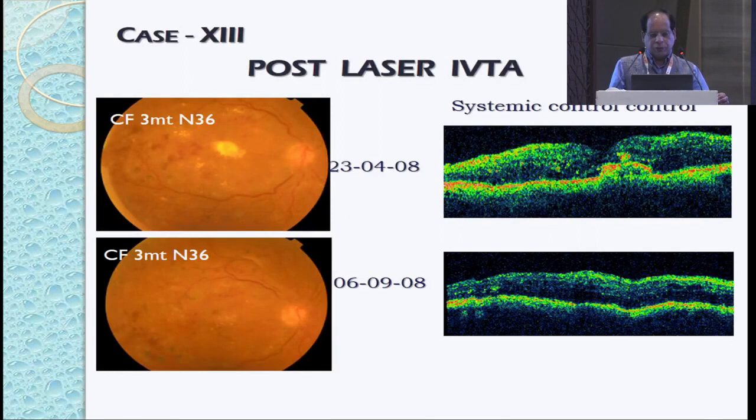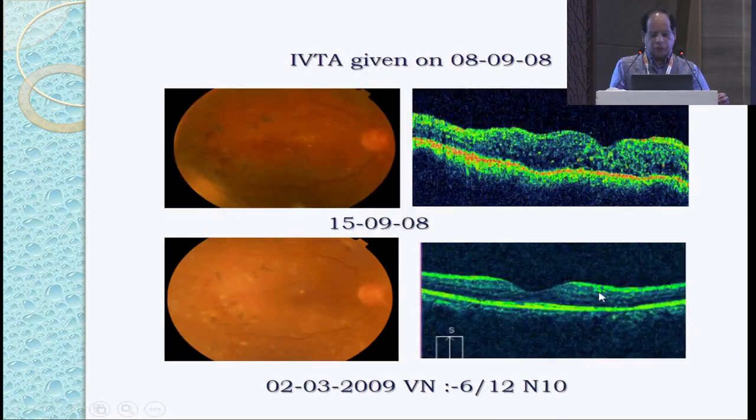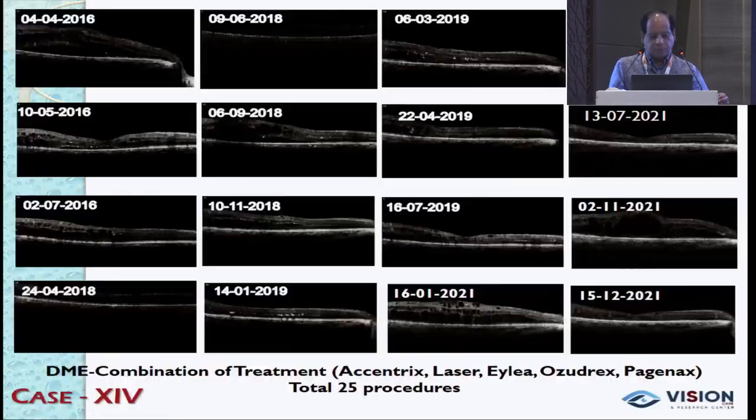This is one patient where we initially asked for systemic control. The hard exudate was gone in 7-8 months, but there was still macular edema. So we decided to go for IVTA, and after 1 month of IVTA, the patient was improving, and this is after 6 months of IVTA, the vision improved to 6/12 in 10.